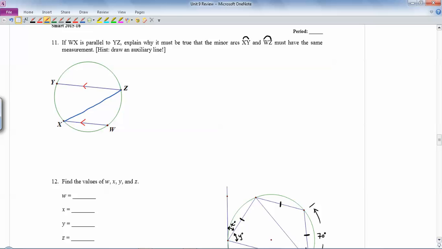So we created a couple angles, 1 and 2. So we'll do a little mini proof here. WX is parallel to YZ, that's the given. And then we drew in that XZ, creating two angles, angles 1 and 2. And notice angle 1 has to be congruent to angle 2 because they form that Z shape and the top and bottom are parallel. So parallel lines gives us alternate interior angles that are congruent.